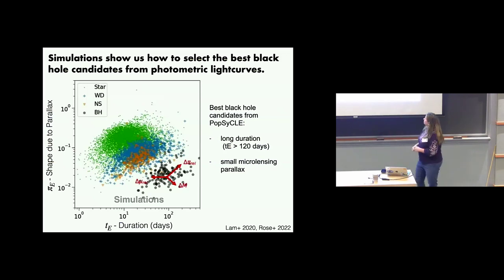Okay, and of course, as Peter mentioned, the best black hole candidates would have not only long durations, but this low microlensing parallax, if we could measure it in time to get astrometry.